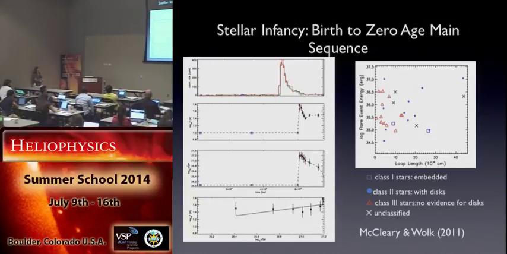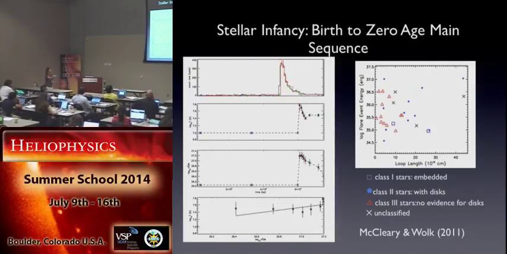So this is an example of a flare on a young star. You can see the light curve here. This is the temperature with time, actually log temperature with time. It got up to a peak temperature of about 30 million degrees. This is the time variation of the emission measure. And then this is a synthesis of a number of these types of studies for different types of stars.